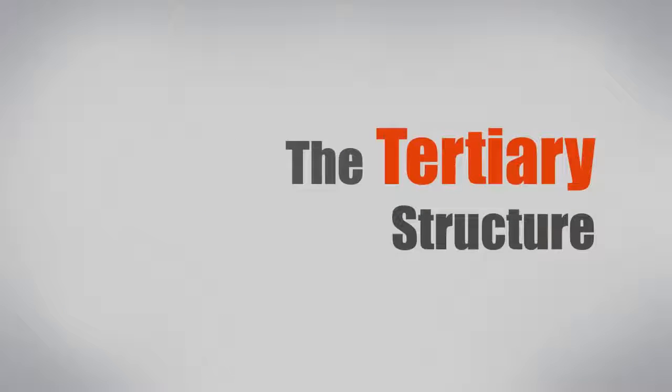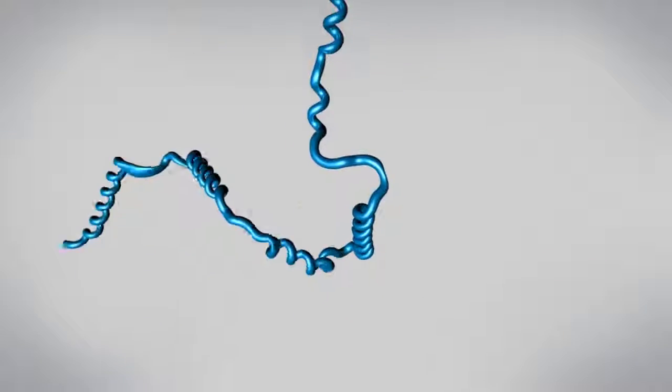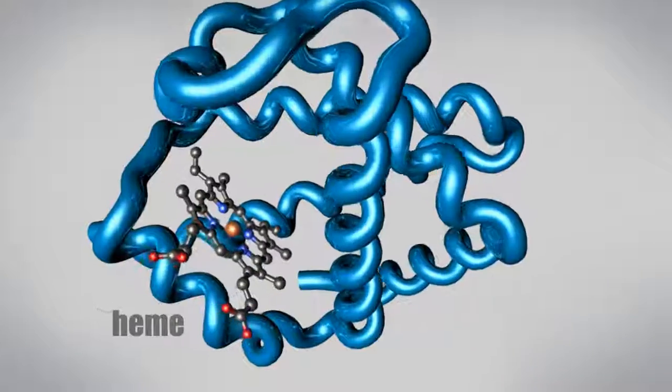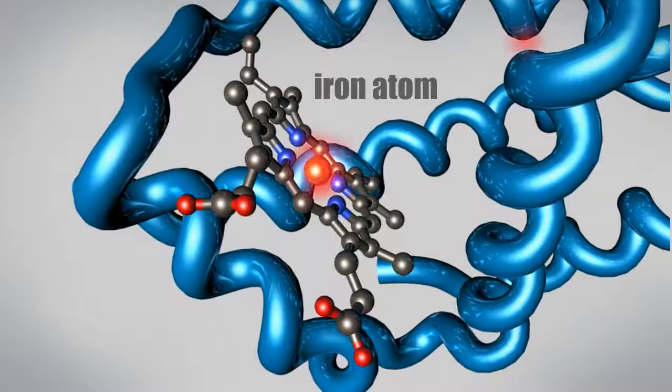Many proteins fold into a compact globular shape, with hydrophobic side chains sheltered inside away from the surrounding water. The functions of many proteins rely on this folded structure. For instance, hemoglobin forms a pocket to hold heme, a small molecule with an iron atom in the center that binds oxygen.